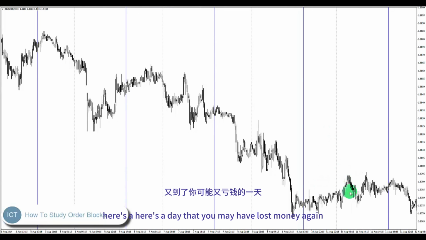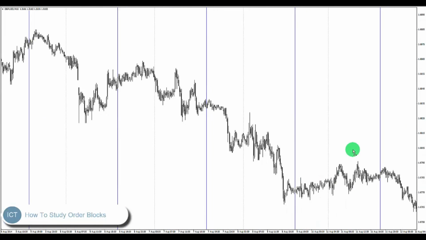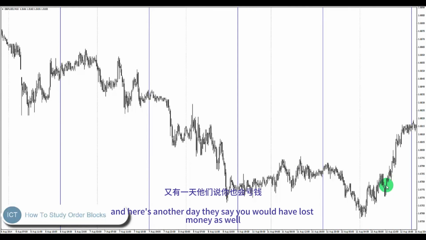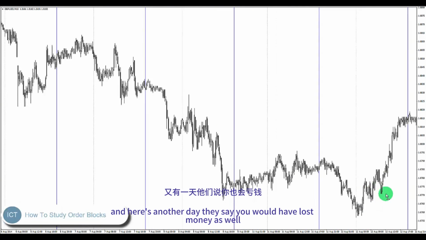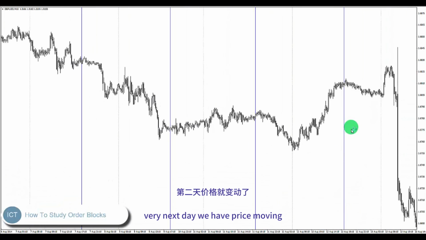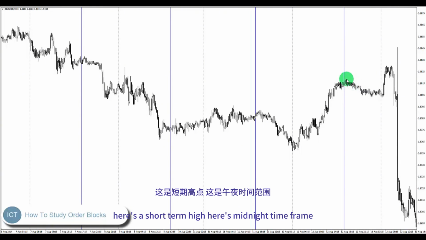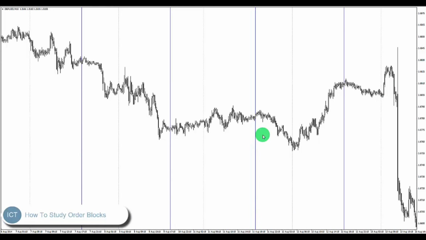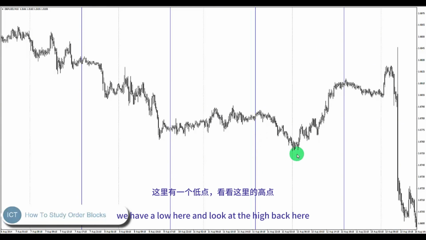Here's a day that you may have lost money again, and here's another day they say you would have lost money as well. The very next day we have price moving. Here's a short-term high. Here's the midnight time frame. Now understand what we're looking at. We have a low here, and look at the high back here.